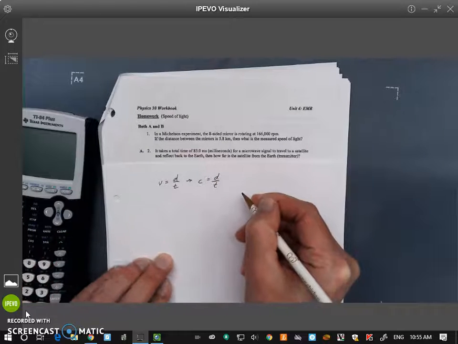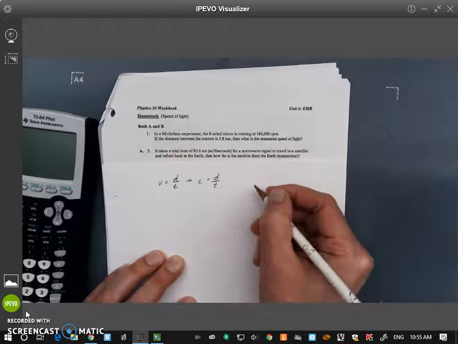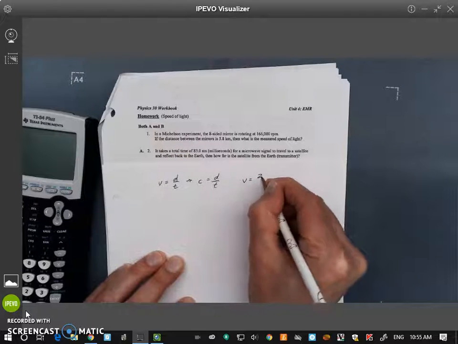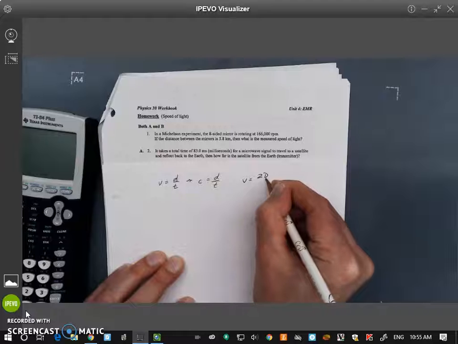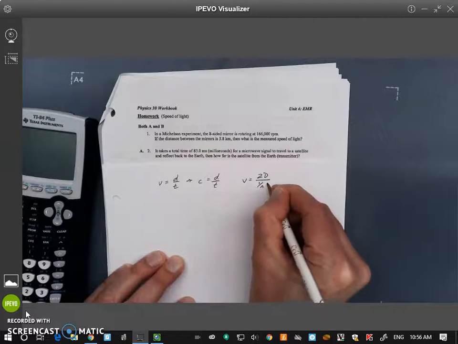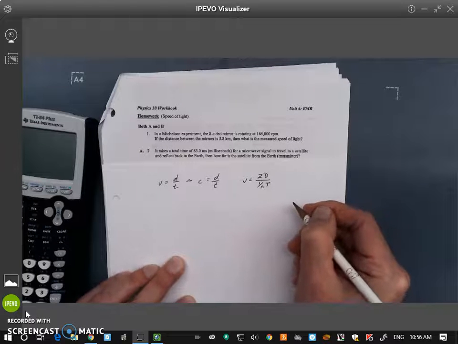The other equation that we were introduced to is about his rotating octagonal mirror and a speed of light experiment. So what we have here is the calculation for the speed of light is going to be 2 times d, the distance between the rotating mirror and the fixed mirror, over 1 over n times t, where t is your period, n is the number of sides on the mirror.